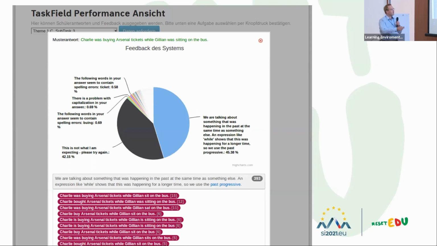I can see here in the pie chart, each slice is representing one feedback message. And the biggest one here says we are talking about something that was happening in the past at the same time as something else. An expression like while shows that this was happening for a longer time, so we use the past progressive. So knowing this as a teacher, I can go into my next class, and then I know that the students have problems with knowing that while is a signal word for the past progressive, and I can use that to prepare my next lesson.